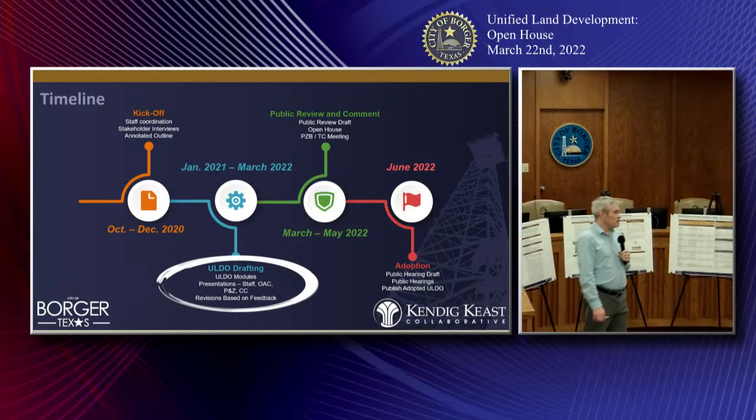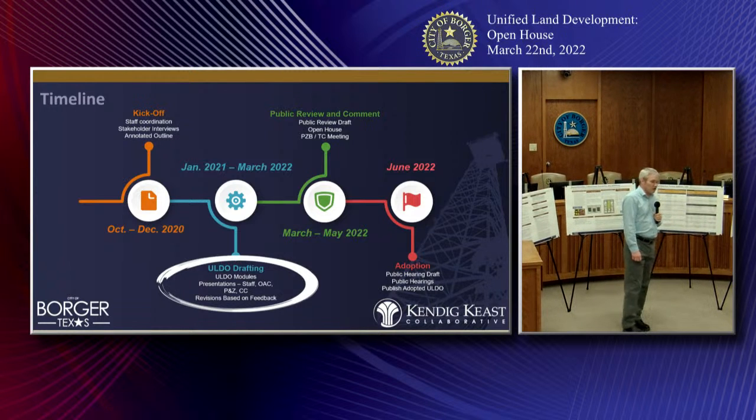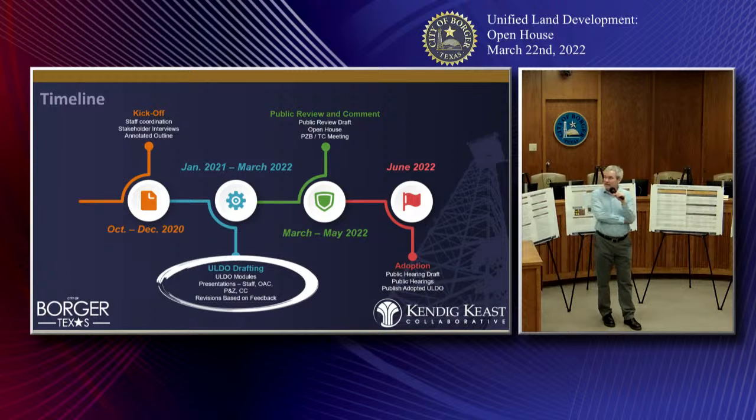Here's the overall schedule of the project. It started back in October of 2020 with several kickoff activities, and moved forward into our current phase, which we're just about to end, which is the drafting phase. And then we will be moving on in March and May to public review and comment, where we'll provide staff with a consolidated public review draft of the ULDO, which they will go through and we will go through as well and fix any inconsistencies that might be in there, because we're putting these three modules together into one document, and then we head toward adoption in June of this year.